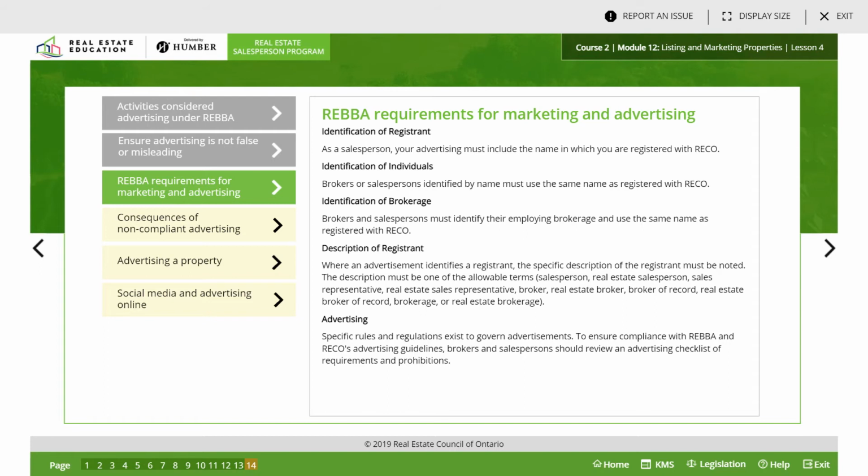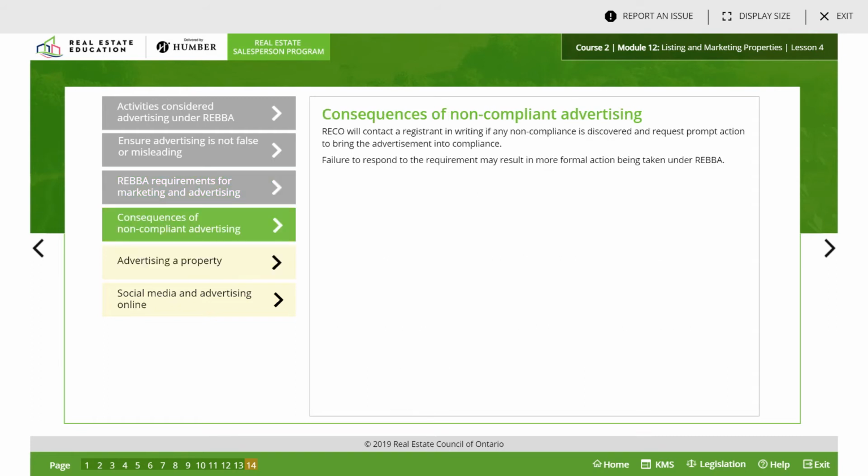Advertising. Specific rules and regulations exist to govern advertisements. To ensure compliance with REBA and RICO's advertising guidelines, brokers and salespersons should review an advertising checklist of requirements and prohibitions. So let's move on to the consequences.